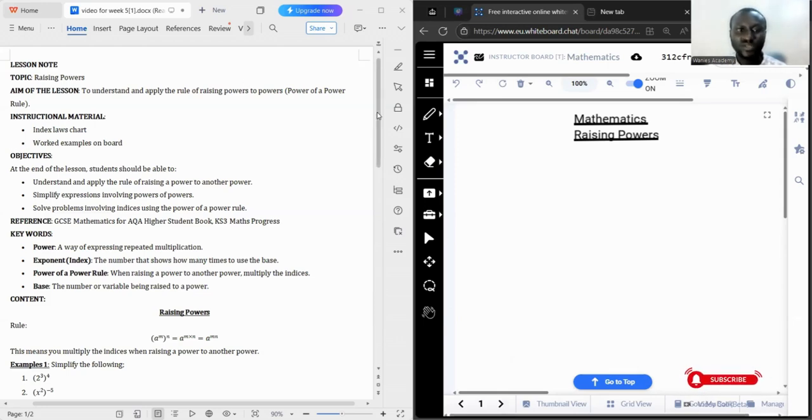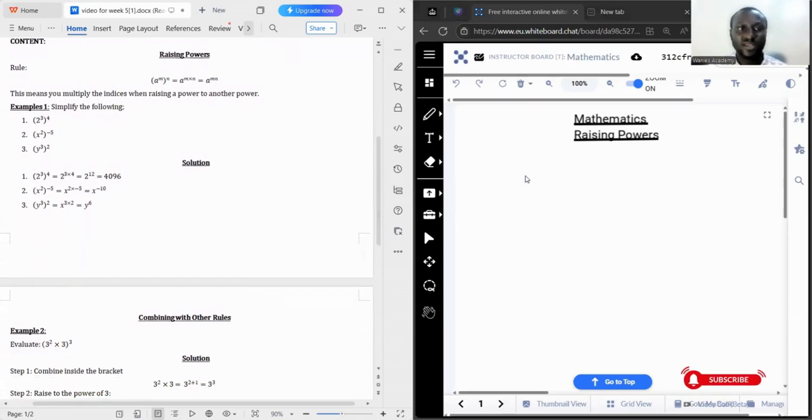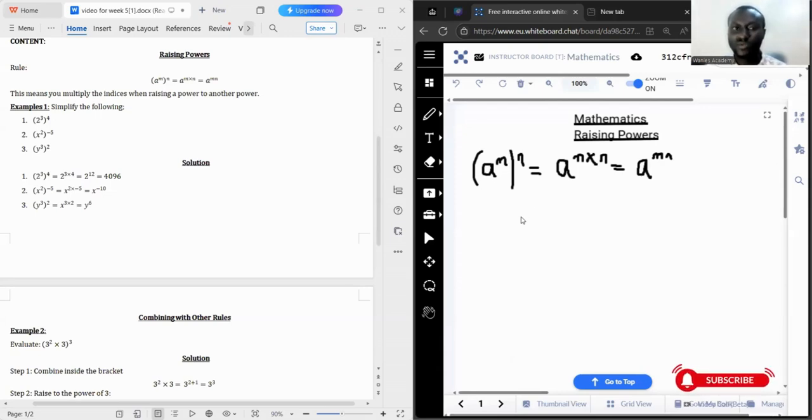Next, we go to the content, raising powers. The rule of raising power is stated here as: open the bracket, a raised to power m, close bracket, raised to power n is equal to a raised to power m multiplied by n, which means a raised to power mn. That is, we multiply m and n together. We check this with some examples.